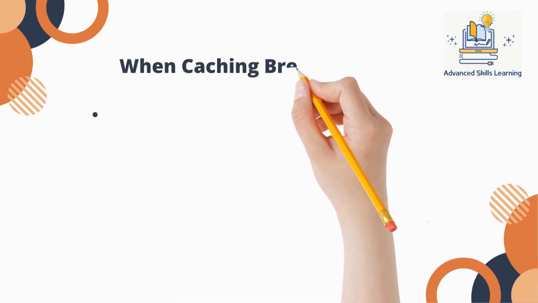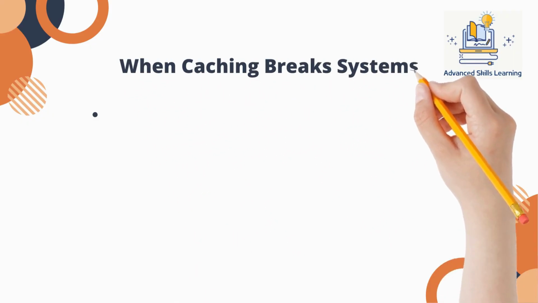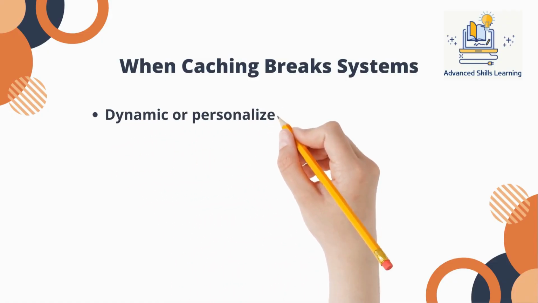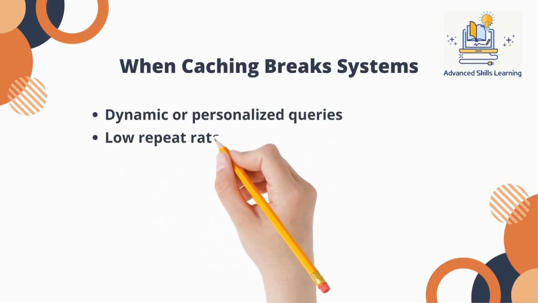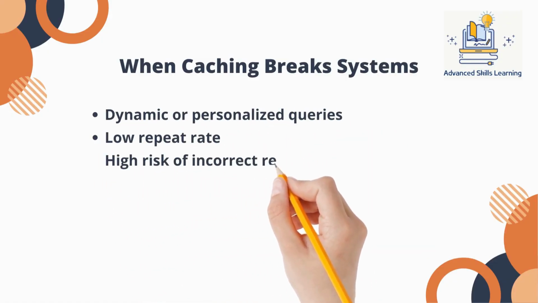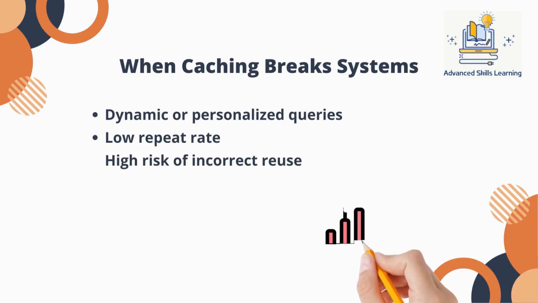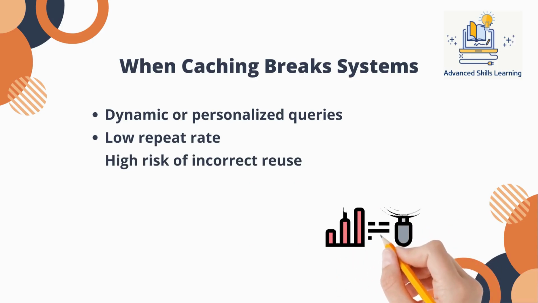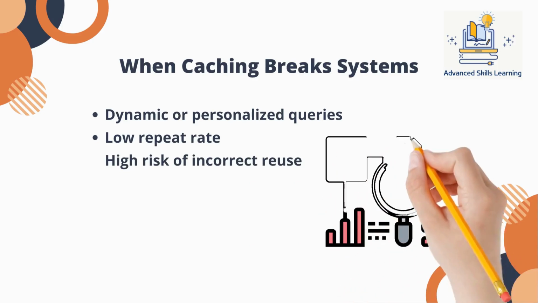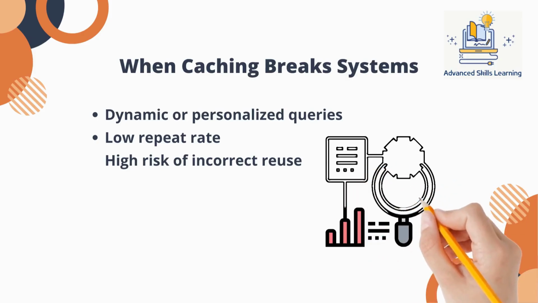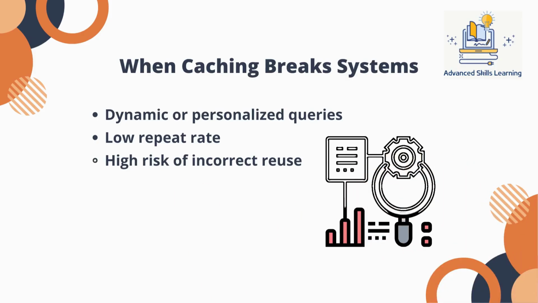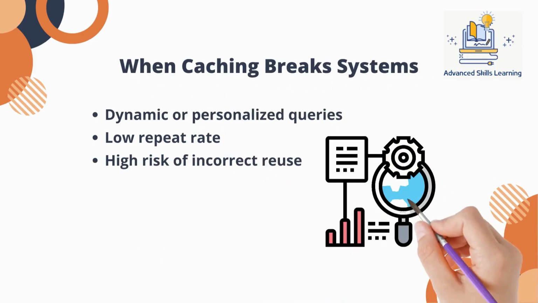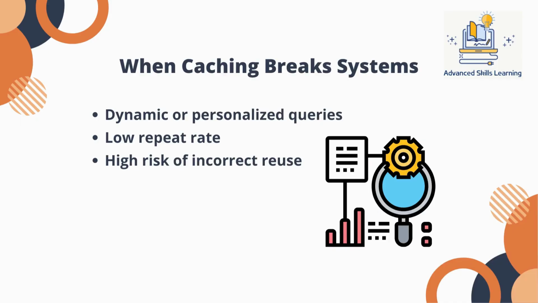Caching is powerful, but not universal. It breaks in systems with highly dynamic or personalized queries. If every query is unique, cache hit rates drop. Worse, semantic caching may reuse incorrect results across users. This leads to subtle but dangerous errors. The key insight is simple. Do not force caching everywhere. Apply it selectively, where repetition and stability actually exist.